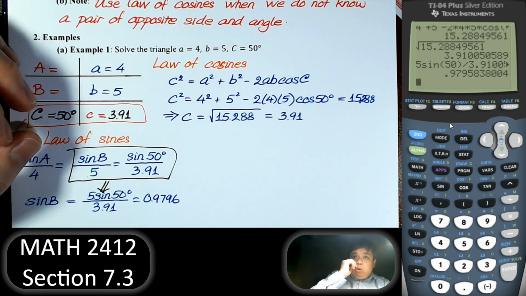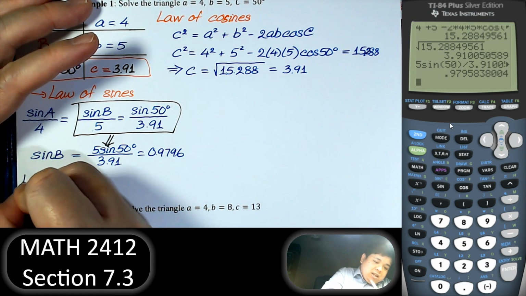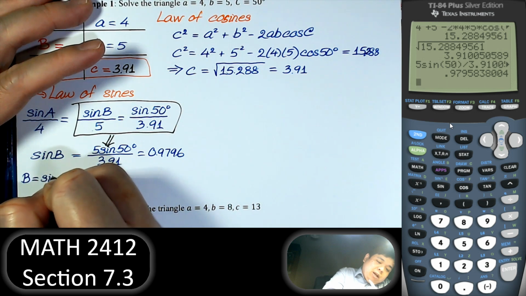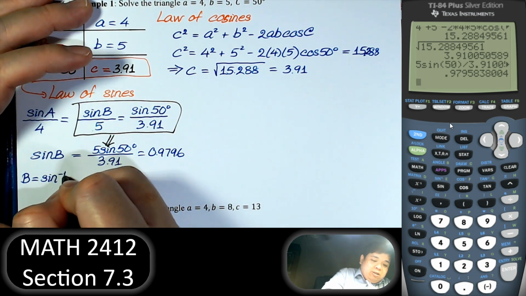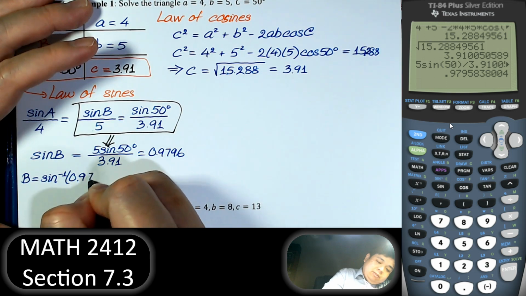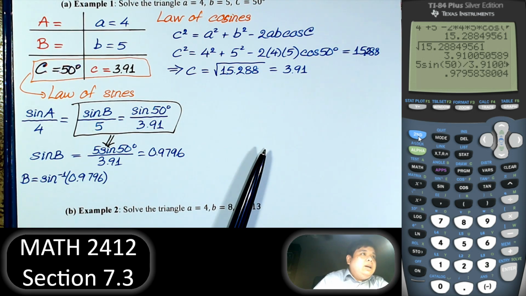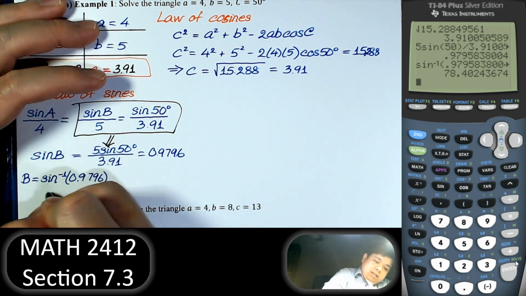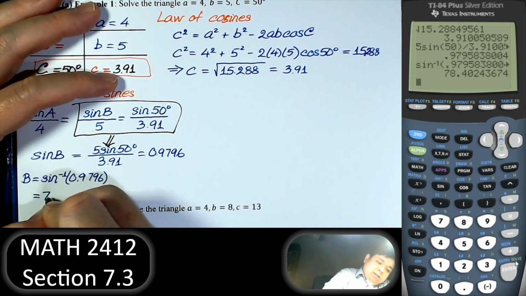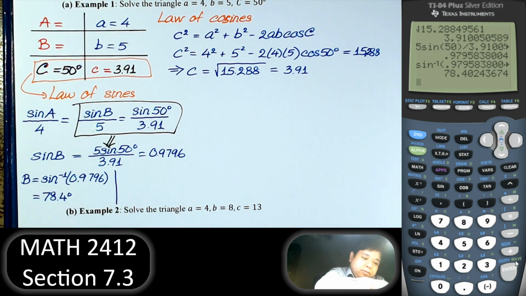Right, to get back to the angle, we will take the inverse. Of course, inside there's a supplement as well. So there's a drawback where we use the law of sine to find the angle. We always have to worry about the supplement case. So, sine inverse gives 78.4 degrees.